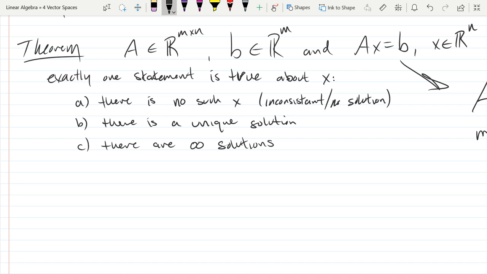So we looked at part A, there's no such X. So if you try to row reduce, you would get a row of zeros followed by non-zero. That's how A would look. So B and C both have a solution or lots of solutions. What is distinguishing between B and C? So if you were doing row reduction, what would you expect to see at the end if you got down to infinite solutions? Free variables. So if there's free variables, you have C. If there's no free variables and there is a solution, you have B. So here in part B, we have no free variables. Last part, we have one or more free variables.